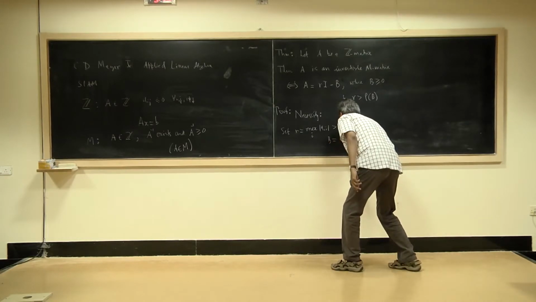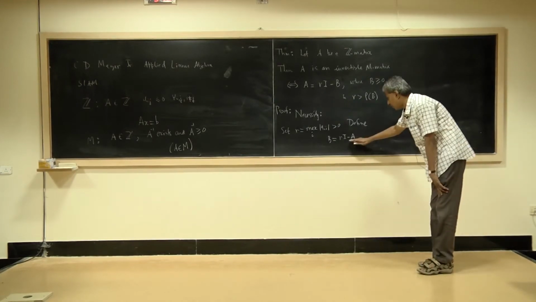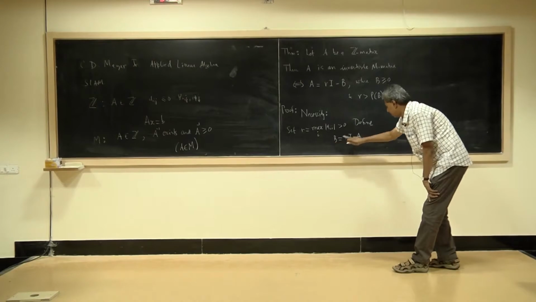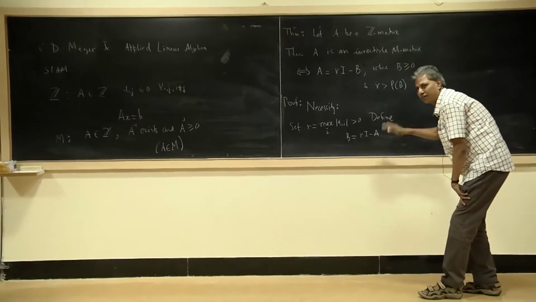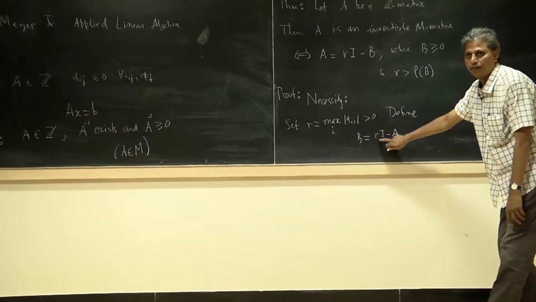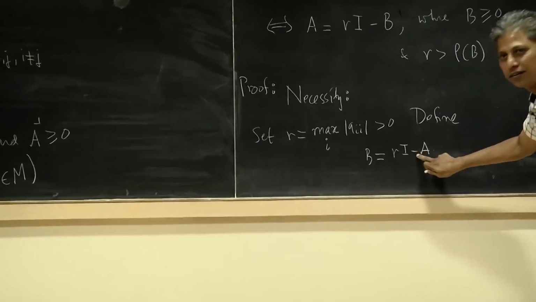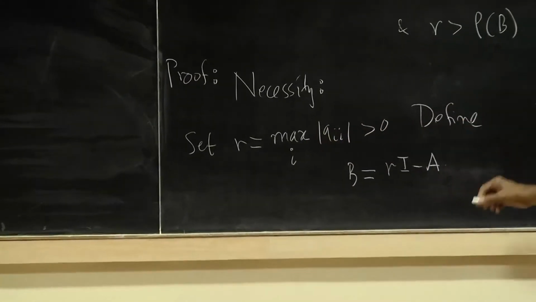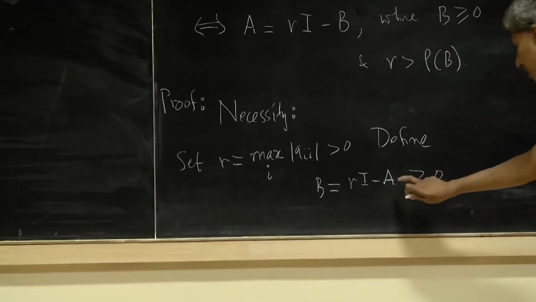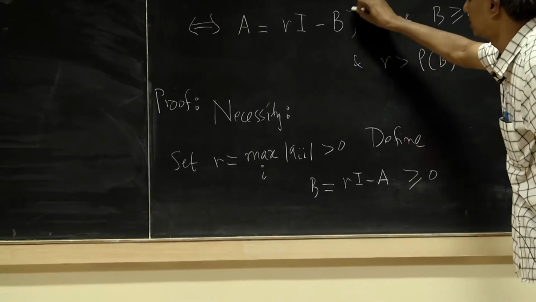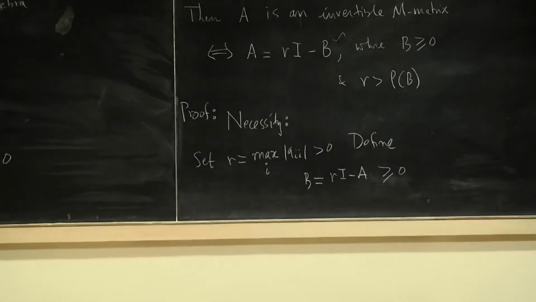B equals R I minus A. Then look at the off-diagonal entries of B. They are the negative of the off-diagonal entries of A, because they are not affected by the first term. But the diagonal entries of B will be R minus a_ii, and so on. They are all non-negative, so B is a non-negative matrix, and A equals R I minus B. So I have this representation. I must show that R is greater than the spectral radius of B. That's the last part.